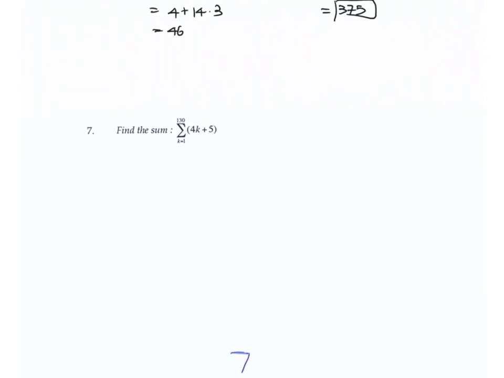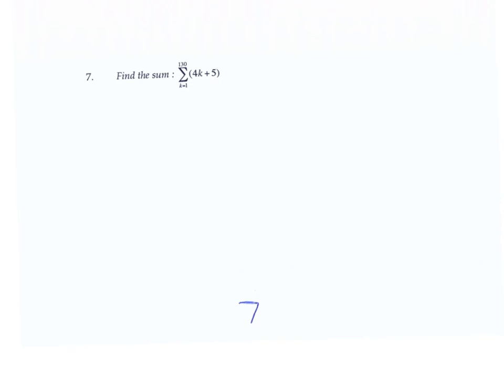Okay, the last problem. It looks intimidating because of this funky sign called sigma. And then we add even more weird letters, k equals 1 to 130. All this means is the sum of this formula, 4k plus 5, when k goes from 1 to 130. 1, 2, 3, 4, 5, 6, all the way to 130. So in this case, it's asking us to find the sum.